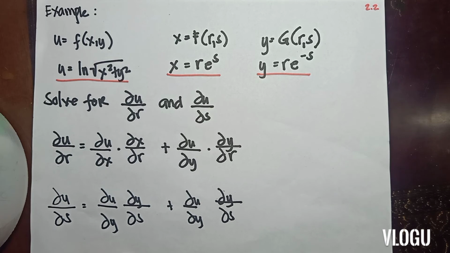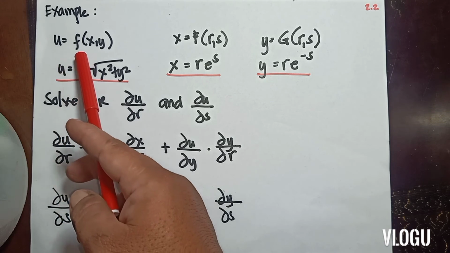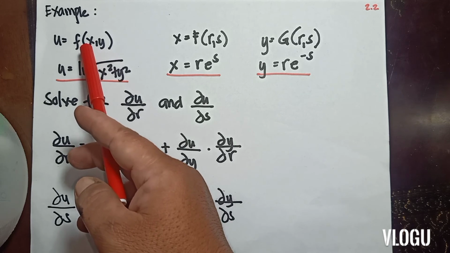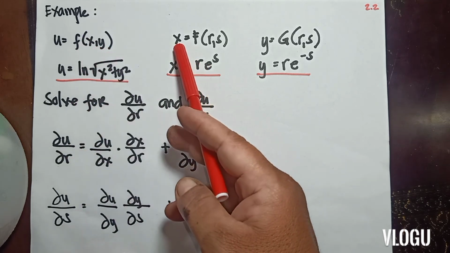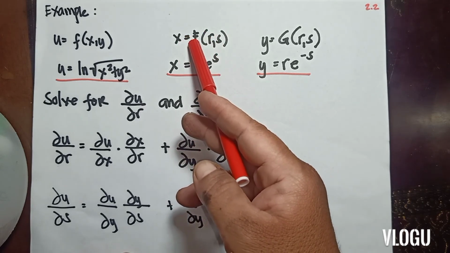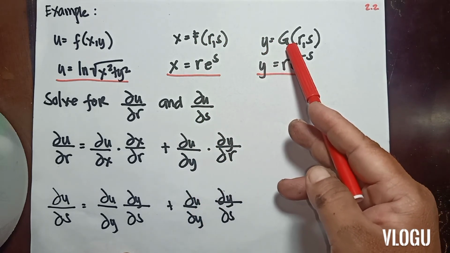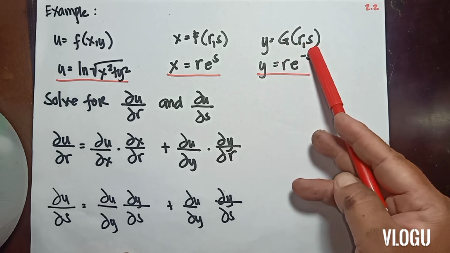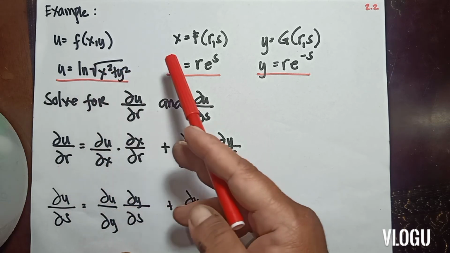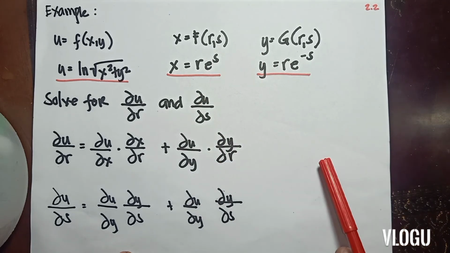So we have here the example. u is a differentiable function of x and y. x is a differentiable function of r and s, and so is y, a differentiable function of r and s. So for example here, u is equal to ln of the square root of x squared plus y squared, x is equal to re^s, y is equal to re^(-s).